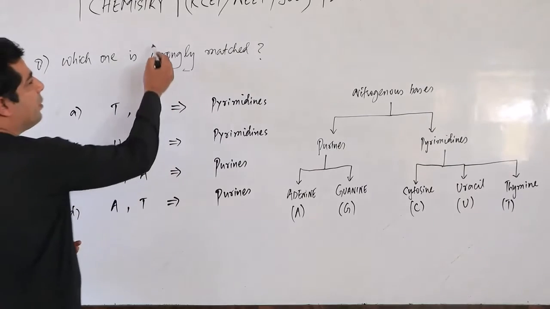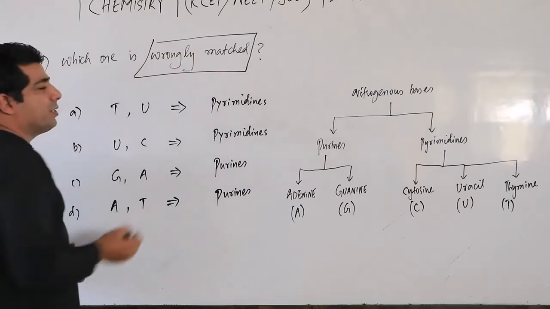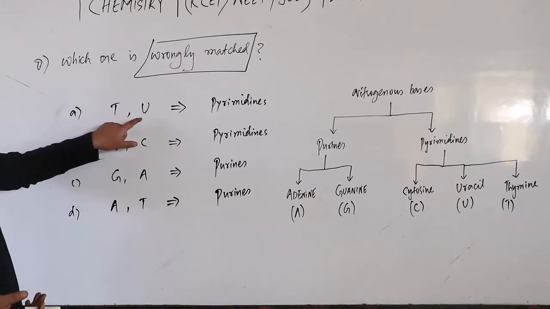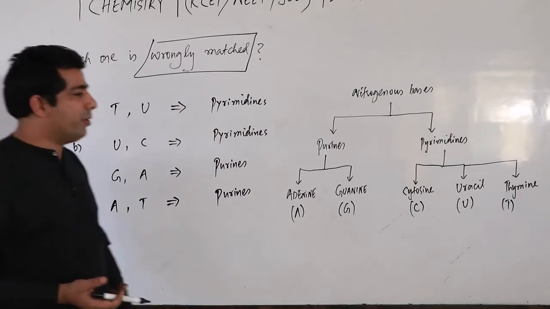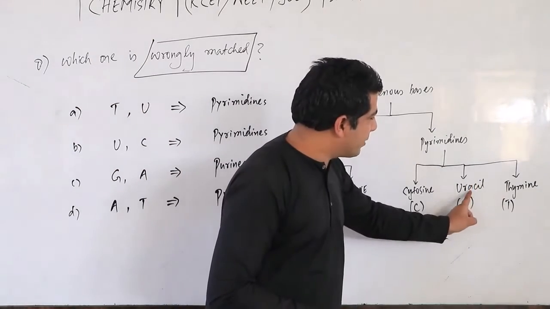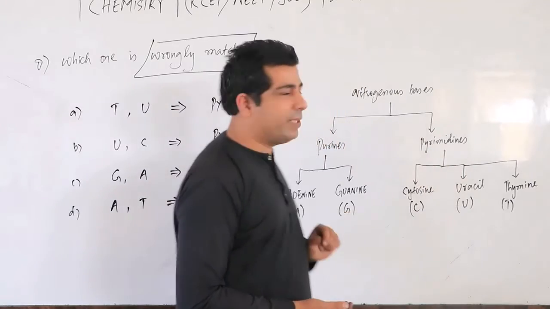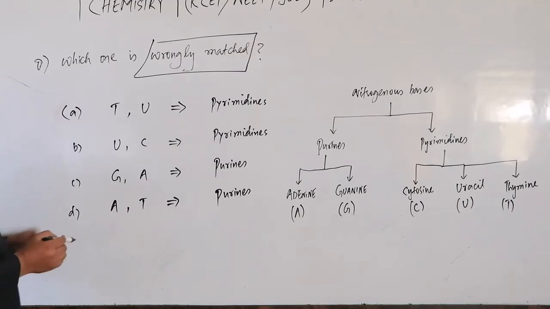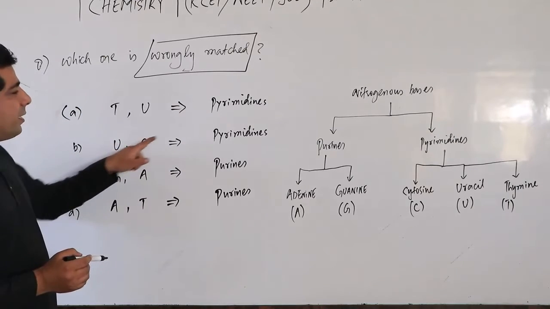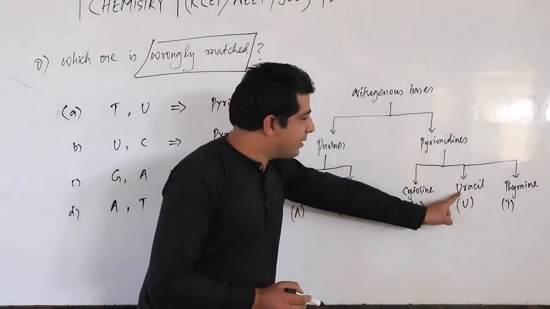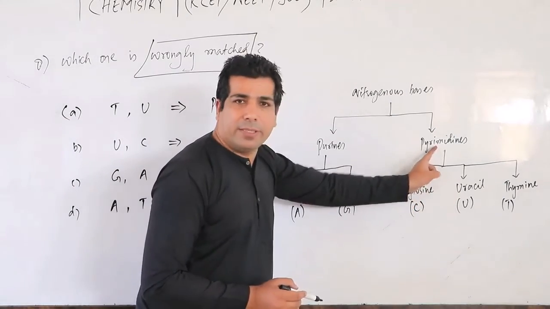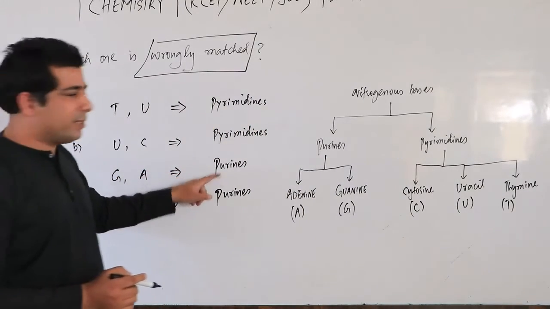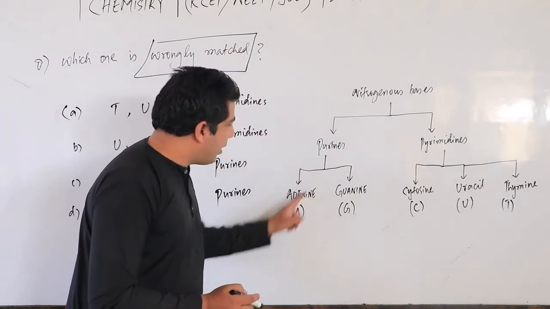You have to tell me which one is wrongly matched, which is not the correct match actually. Have a look. Thymine and uracil are pyrimidines. Correct. This is correct. First one is correct. Second one, uracil and cytosine are pyrimidines. Correct. Third one, guanine and adenine are purines. Correct.